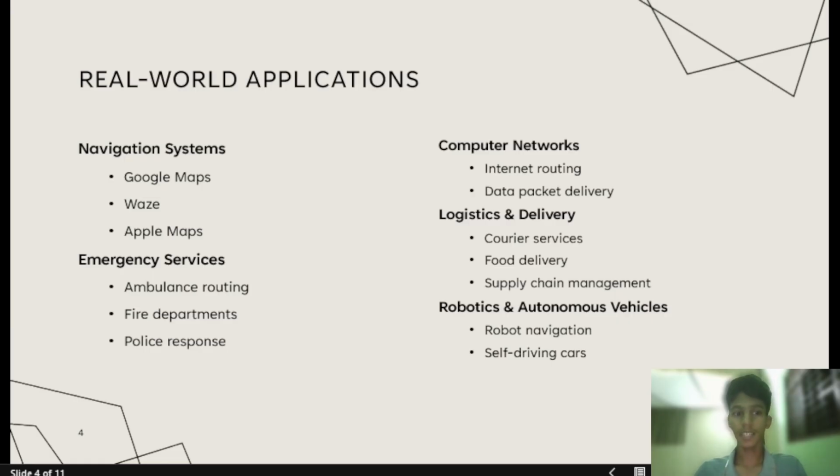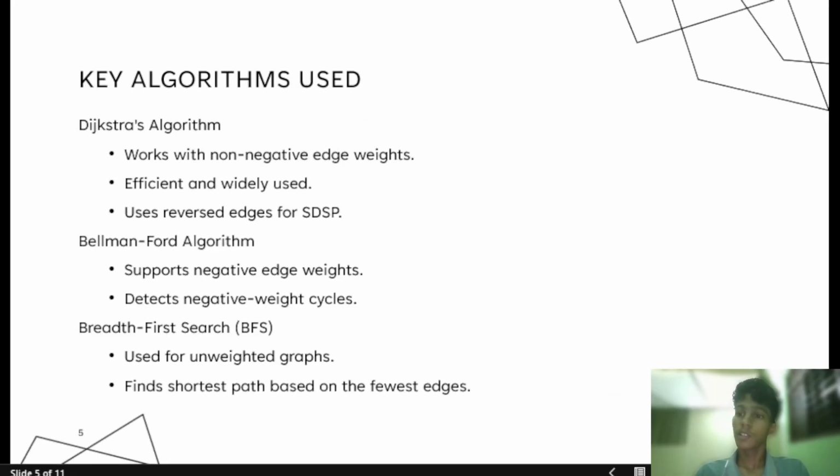Logistics companies such as Amazon, DHL, and food delivery services use these algorithms to optimize delivery routes and reduce travel time and fuel costs. Finally, robots and self driving vehicles use shortest path algorithms to navigate safely and efficiently. So, there are several algorithms that can solve shortest path problems, and the best one depends on the type of graph. The first is Dijkstra's algorithm.